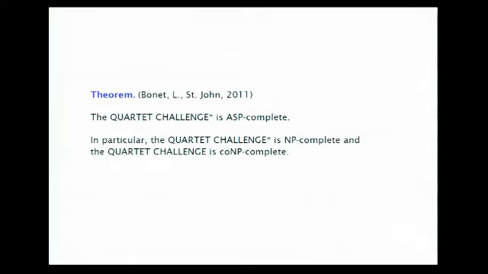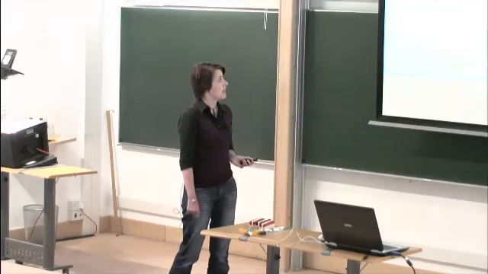So we know that the quartet challenge star is ASP complete. And by this theorem by Yato and Seta, this in particular implies that the quartet challenge star is NP complete and the quartet challenge is co-NP complete. And that's actually the end.